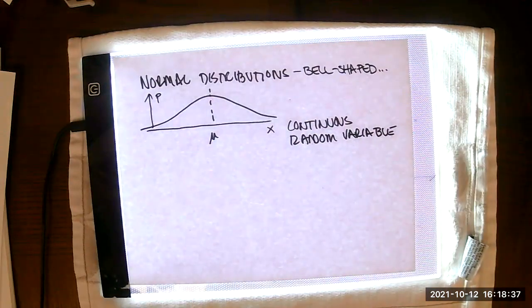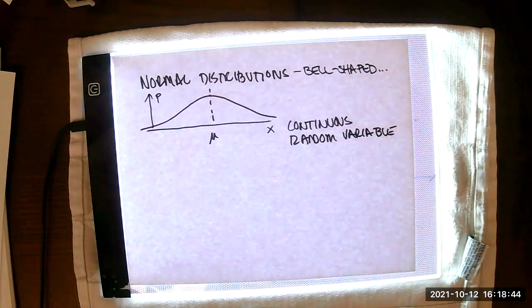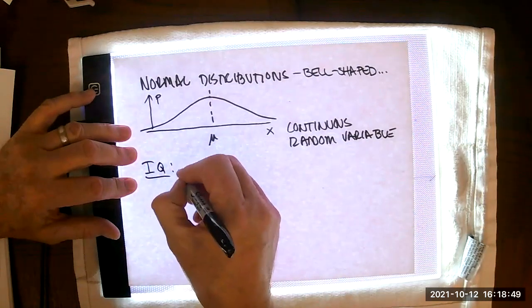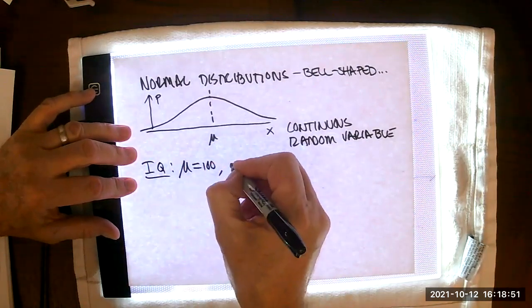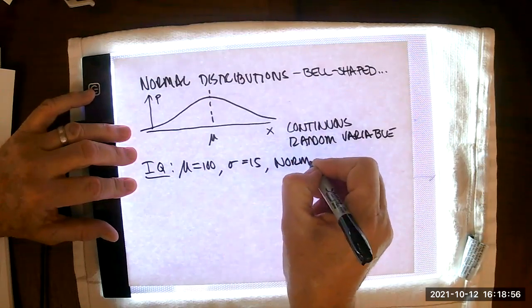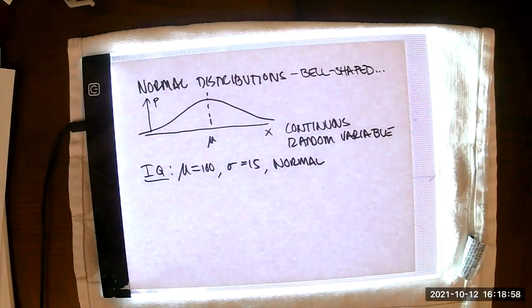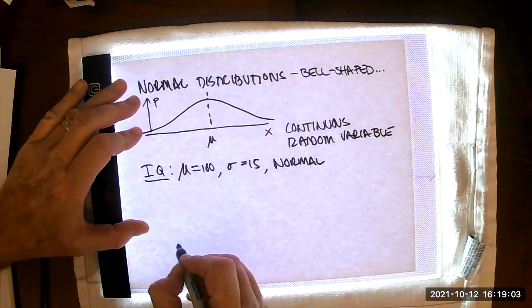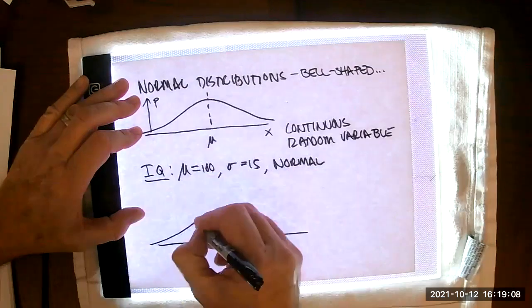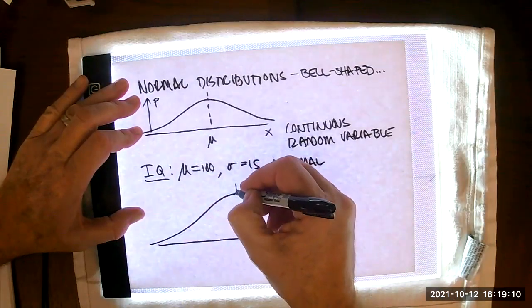So that adds a certain amount of complexity to this. For example, if I talk about IQ, we know that the mean is 100, the standard deviation is 15, and it is approximately normal, or more accurately, it is approximated very well by a normal distribution. So, here's my normal distribution, the bell-shaped curve.